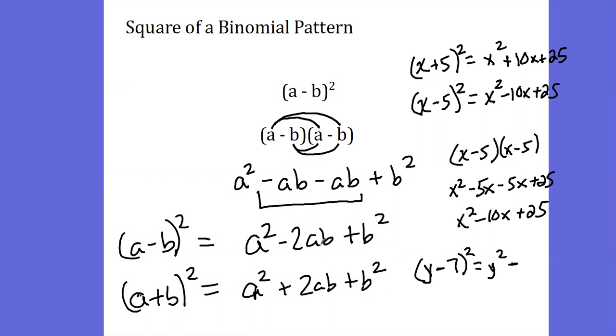So once again, this is the tricky part. Take a times b and double it. So multiply these and double it. 7 times y is 7y, double it, that's 14y. So it'll be minus 14y. And the b squared part, negative 7 squared would be plus 49. So the quantity of y minus 7 squared is y squared minus 14y plus 49.